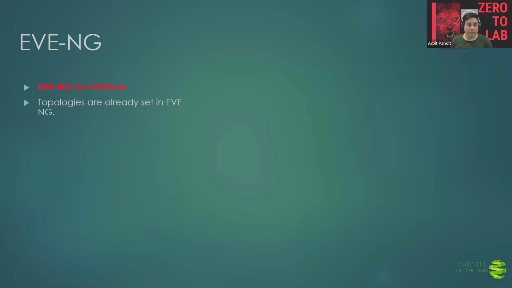So it will be on VMware. Topology is already set in EVE-NG, and the OVA file will be sent in the first week when you join the course, and you just need to import that into VMware, right?